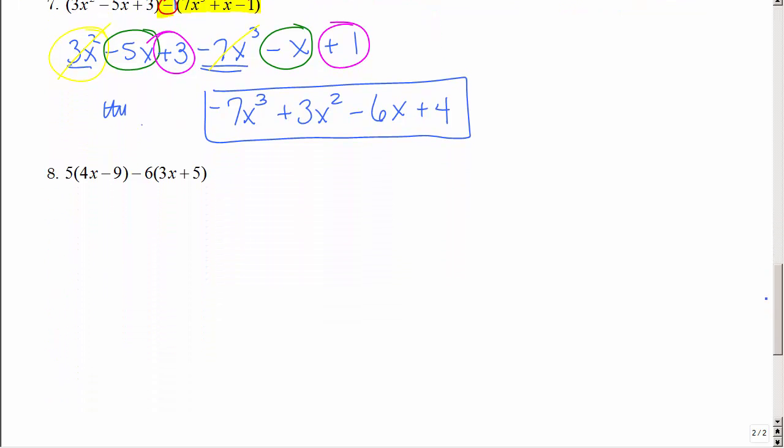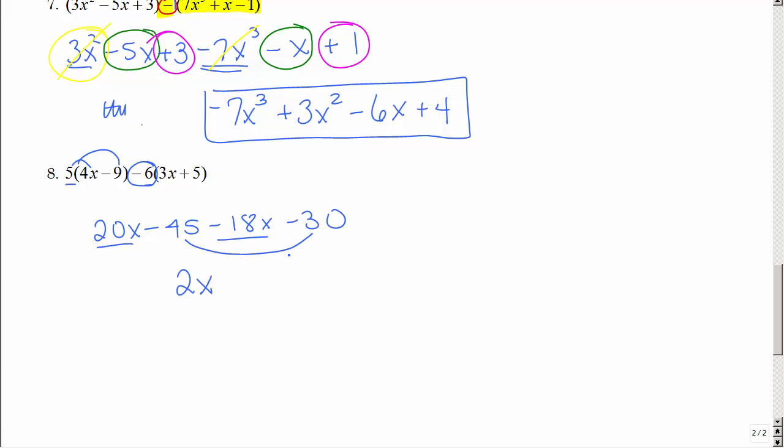So let's look at number 8. This time we do have numbers in front of the parentheses, which we've done before. So we're going to distribute. Here I'm going to distribute a -6 and then combine like terms and put my answer in standard form. So I'm going to put my x's together. Then I'm going to put my numbers together. Since they're both negative, I'm going to add and keep the negative. That is in standard form. Again, a very easy lesson.